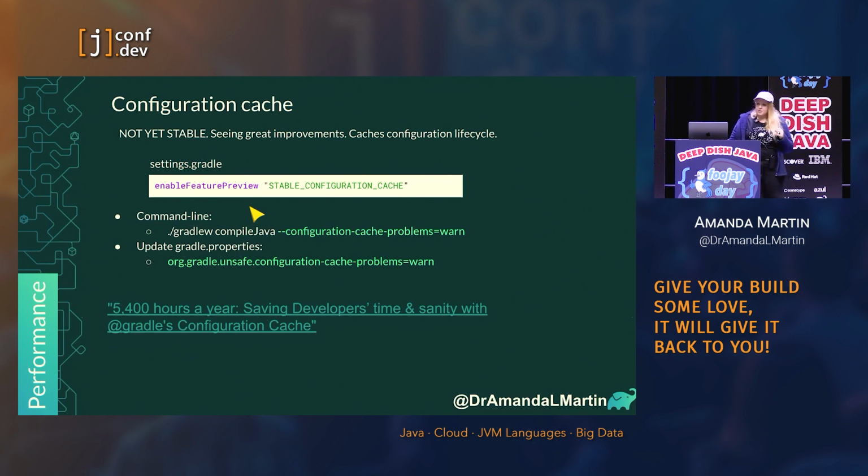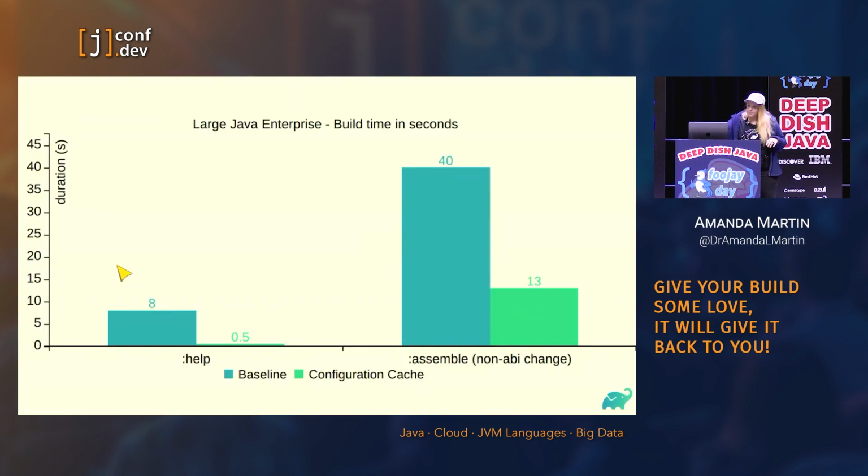In order to use this, you have to change your settings.gradle file to enable it, and also add it to the Gradle properties. But the savings of the configuration cache are huge. This is Tony from Square, he tweeted the other day that at Square they're saving 5,400 hours a year by just turning on the configuration cache. That's huge, right? I think that's like 3 years of engineering time or something ridiculous. We just finished a hackathon with configuration cache. We're trying to make it stable, but it's a really big process, so it's not there yet.